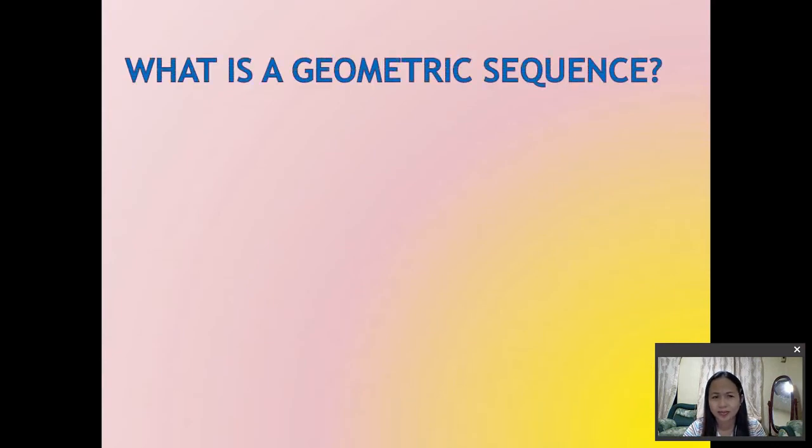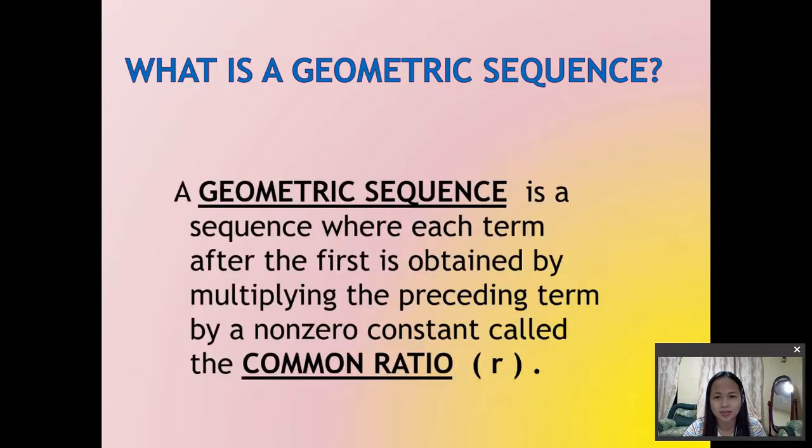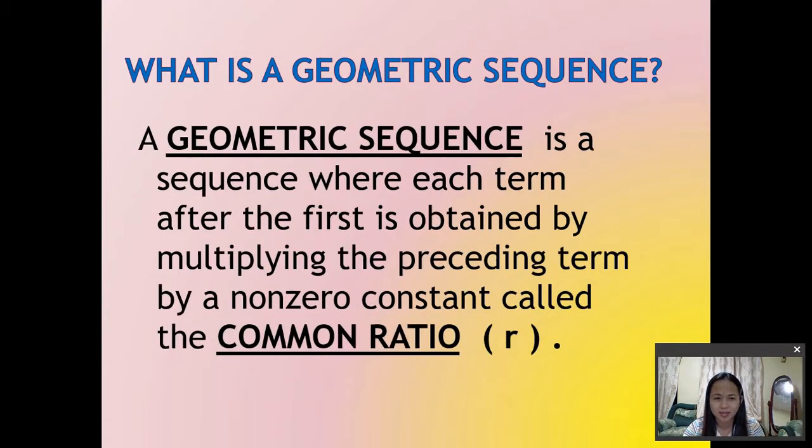Okay, do you still remember what is a geometric sequence? We talked about this previously. So, can you still define what is a geometric sequence? So this is it. A geometric sequence is a sequence where each term after the first is obtained by multiplying the preceding term by a non-zero constant called the common ratio. So there's something to do with multiplication. That is simply multiplying a certain term by a common ratio to get the next term.